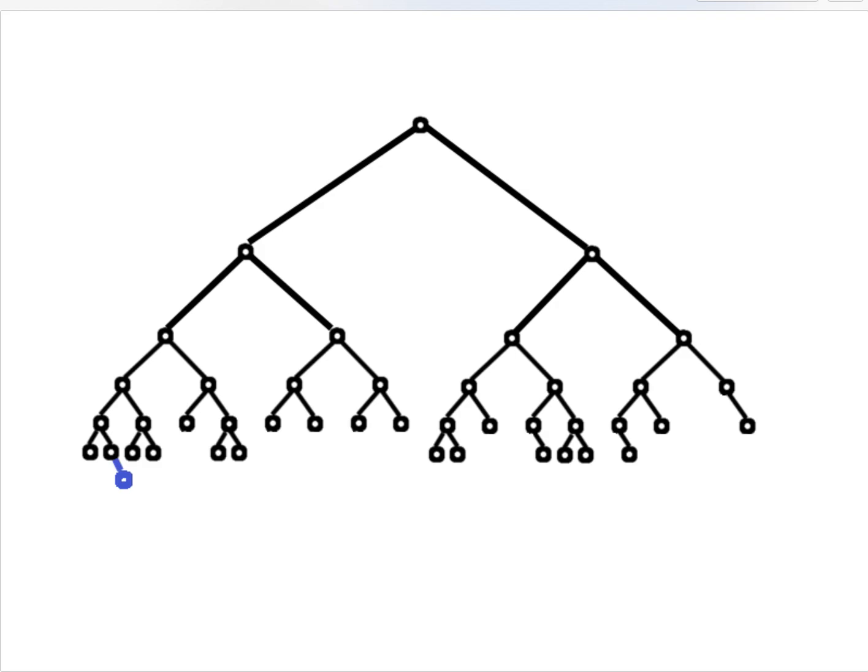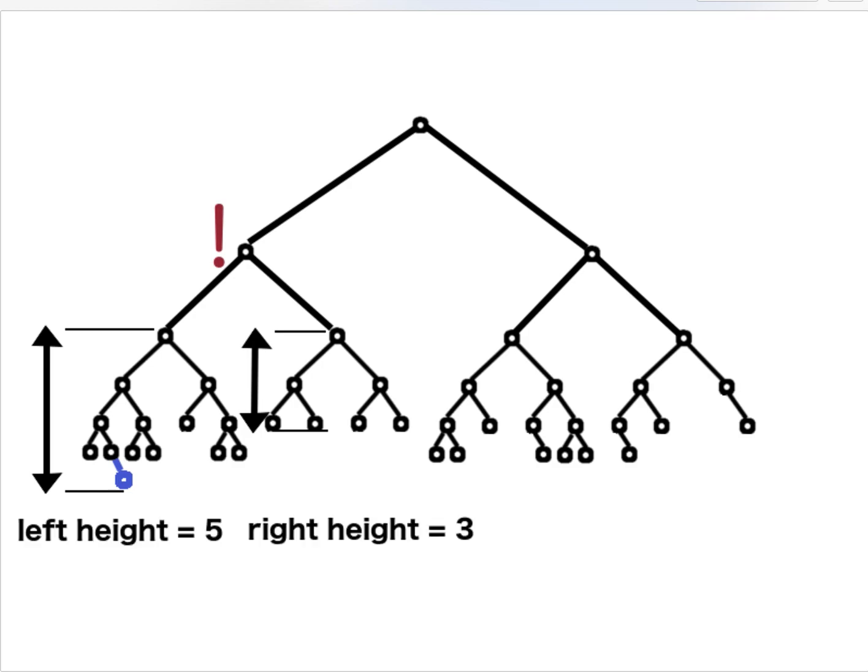I have decided that an exclamation mark is the most appropriate symbol to put next to the element that has lost the balance. The left subtree has height 5. The right subtree has height 3. These two heights differ by 2. So when a node finds itself out of balance, its two subtrees always differ by 2. And we need to identify the reason behind our misfortune.